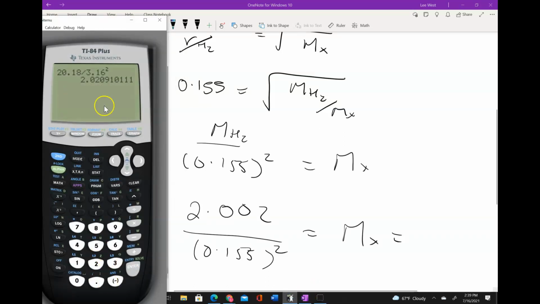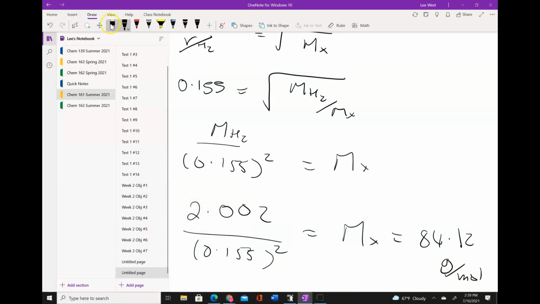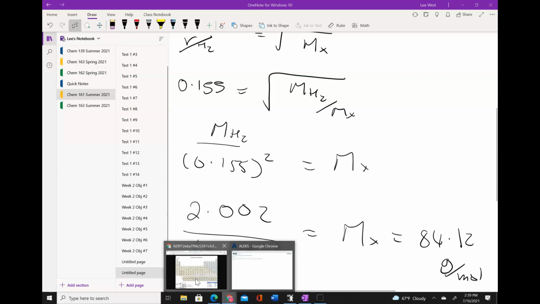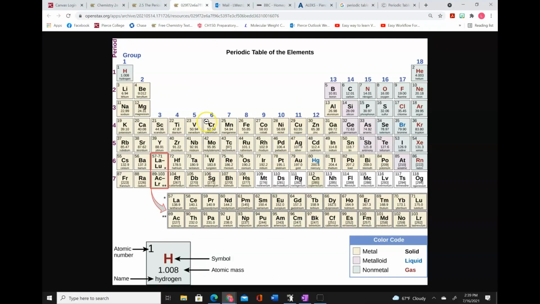So there we are. There's our molar mass of hydrogen already, right? So take that value divided by 0.155 squared equals that. And so our thing is 84.12 grams per mole. We can be a little bit slapdash with our sig figs because we're just looking for the identity. So now I'm going to go to my periodic table and look for the gas that is nearest to 84.1.